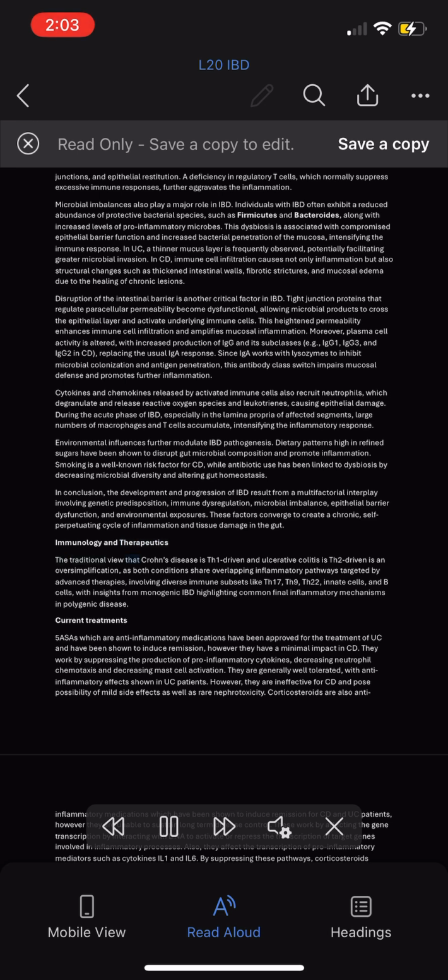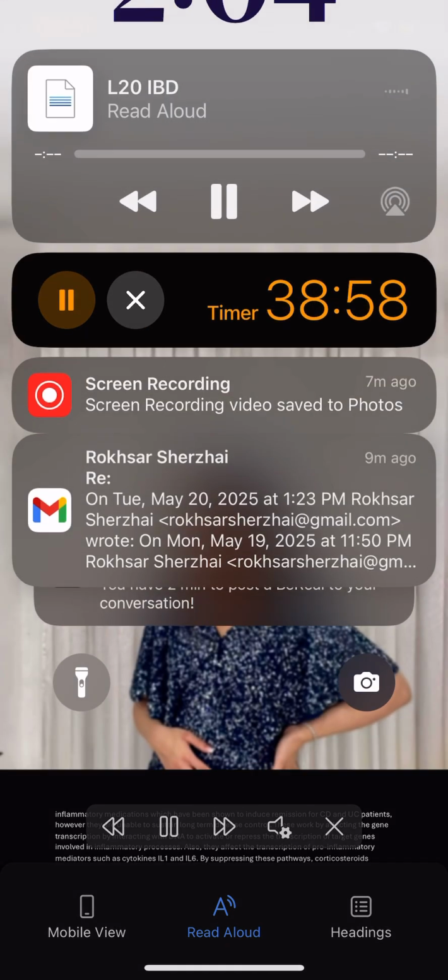The traditional view that Crohn's disease is Th1-driven and ulcerative colitis is Th2-driven is an oversimplification, as both conditions share overlapping inflammatory pathways targeted by advanced therapies, involving diverse immune subsets like Th17, Th9, Th22, innate cells, and B cells, with insights from monogenic IBD highlighting common final inflammatory mechanisms in polygenic disease.